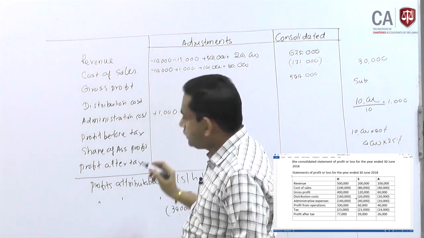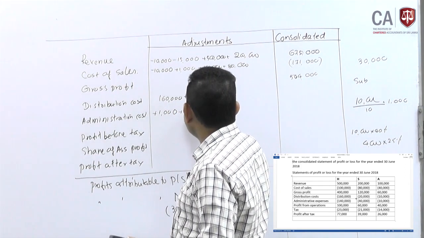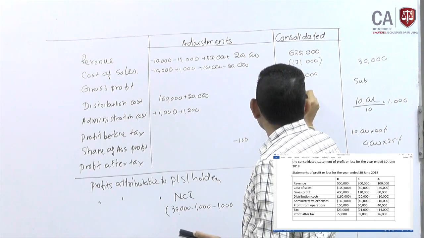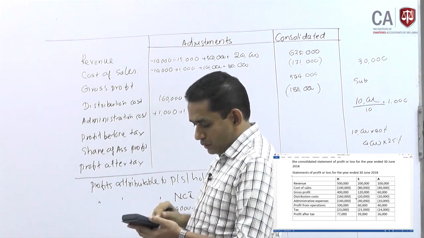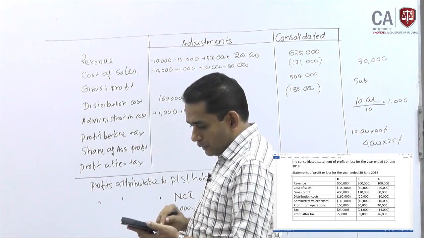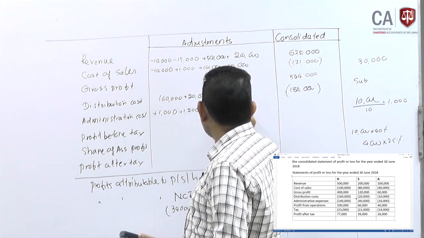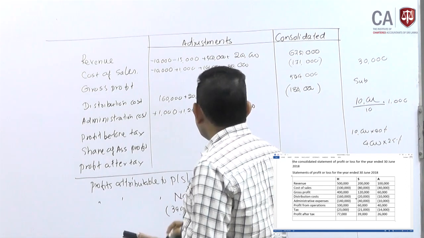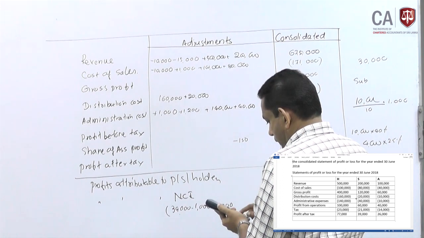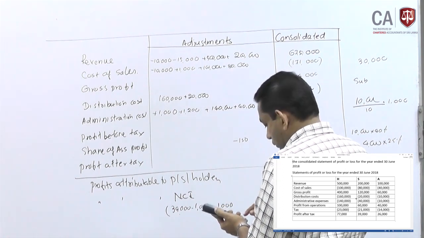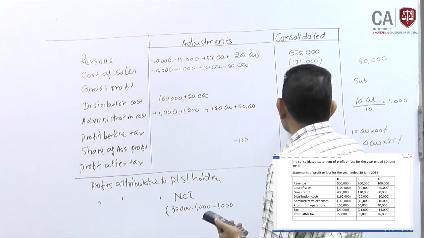Distribution cost: 160,000 plus 20,000, 180,000 consolidated. Administration: 140,000 plus 40,000 plus 2,200, that is 140 plus 40 plus 2,200. It is 177,800.